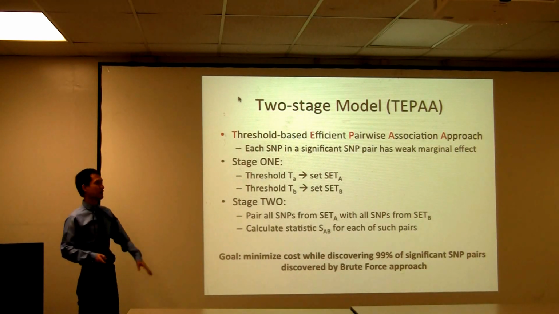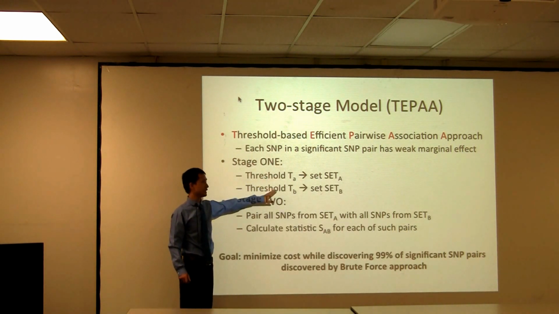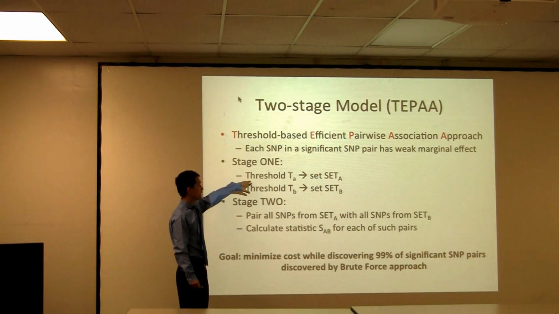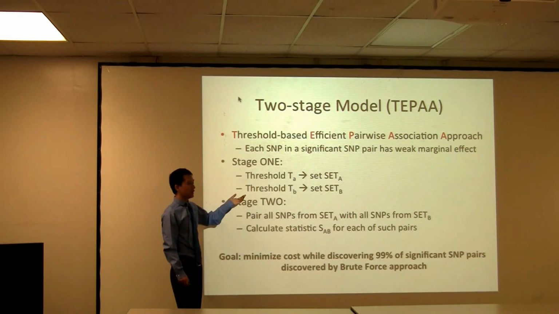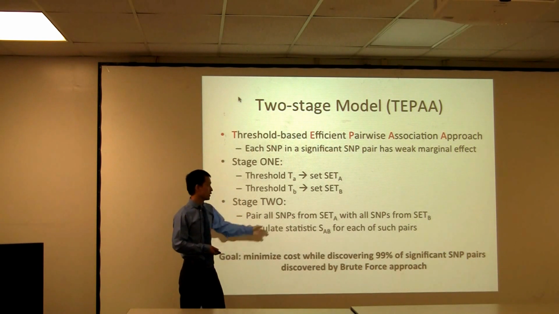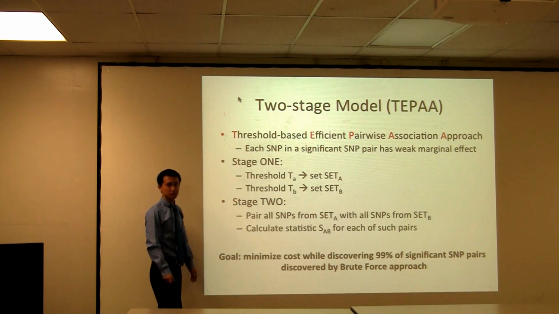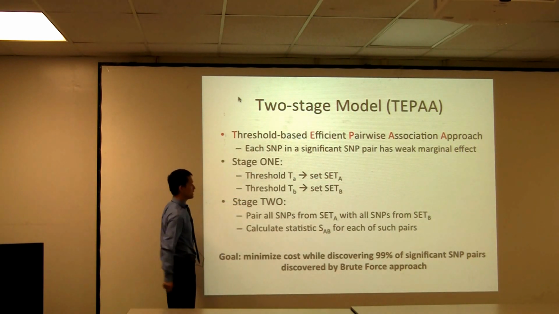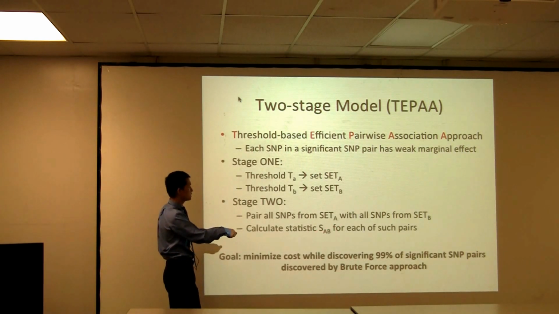And in our method, we have two stages. In the first stage, we propose two thresholds TA and TB. For all those SNPs that pass the threshold TA, we put them into a set A. And for all SNPs that have the statistic greater than TB, we put them into a set B. Then in the second stage, we will pair all SNPs from the first set with all SNPs from the second set, and we calculate the test statistic SAB for each such pair.